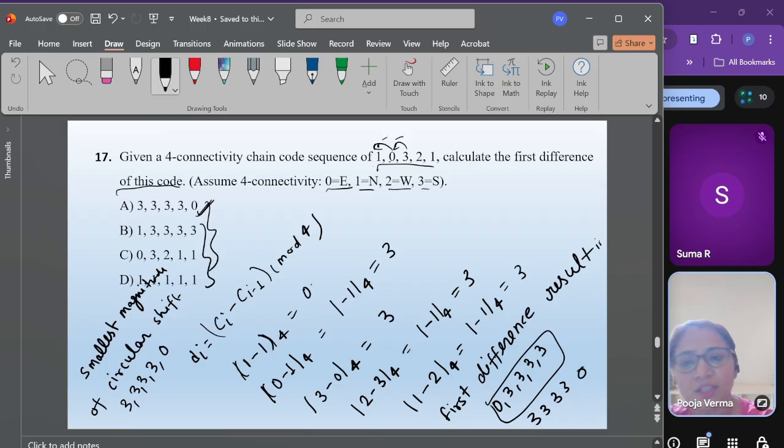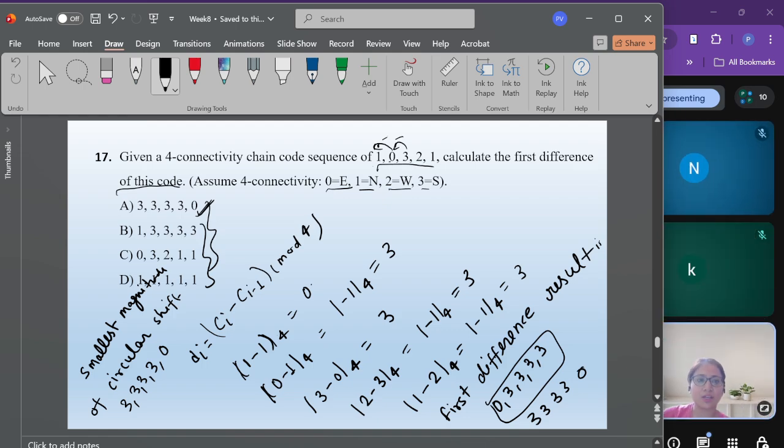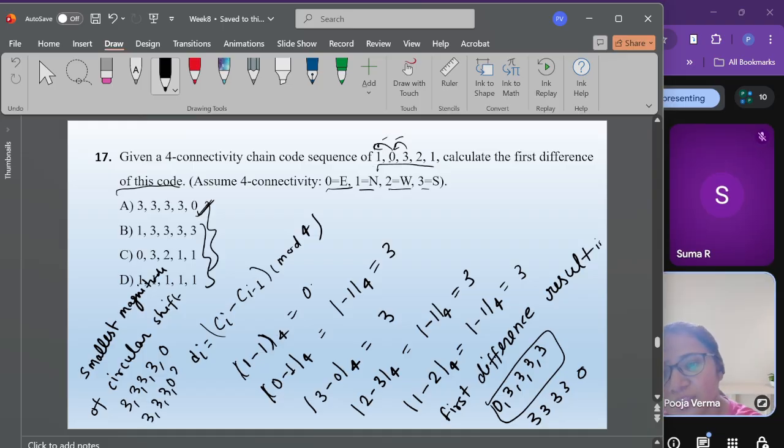In the options, they can give anything, as you have seen in the previous one also. So just check whether the smallest one is matching or not. And the next one, if you shift, is 0, 3, right? Now again, for the next one, you will get 0, 3, 3. And then again 3, 0, 3, 3, 3, like this.